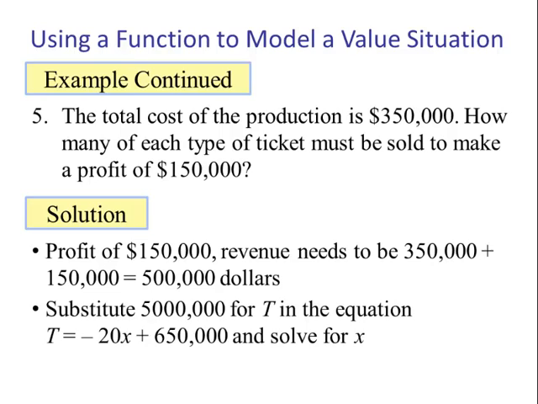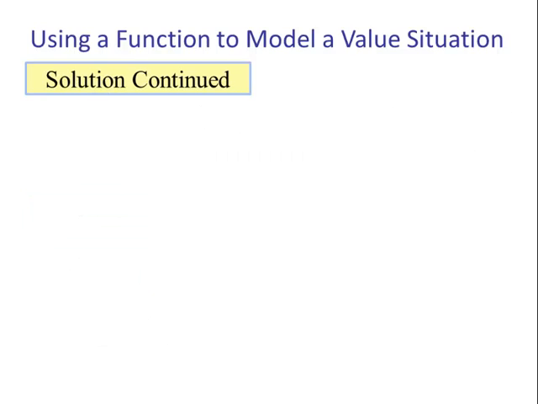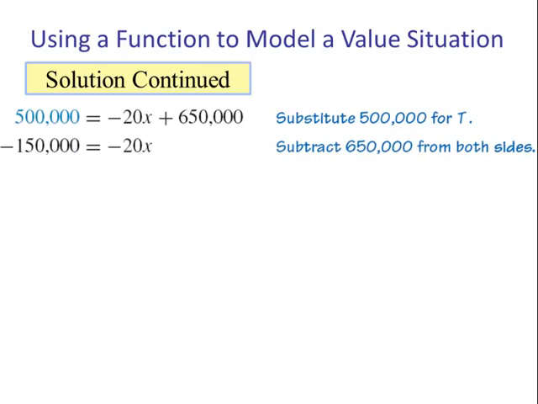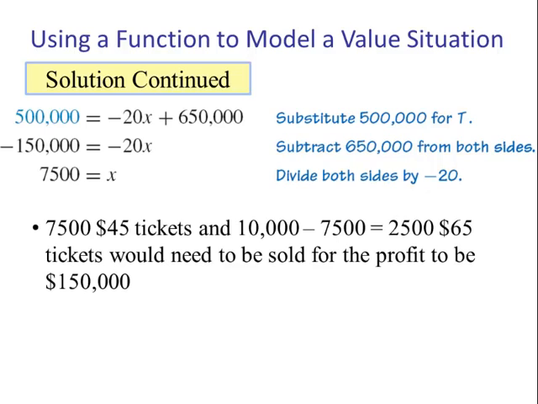Next we substitute $500,000 for T, and then we solve for x. So we have 500,000 equals negative 20x plus 650,000. Subtract 650,000 from both sides. We have negative 150,000 equals negative 20x. Divide by negative 20. Negative divided by negative is positive, and we have x is equal to 7,500. So 7,500 $45 tickets and 2,500 $65 tickets will need to be sold to have a profit of $150,000.